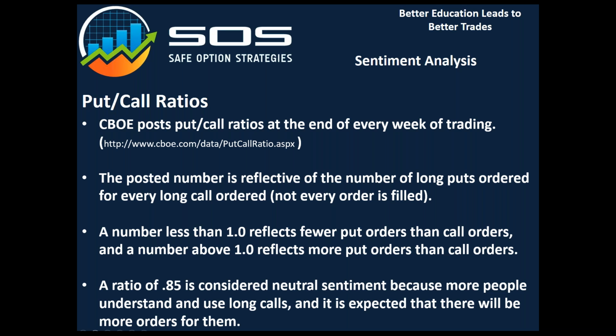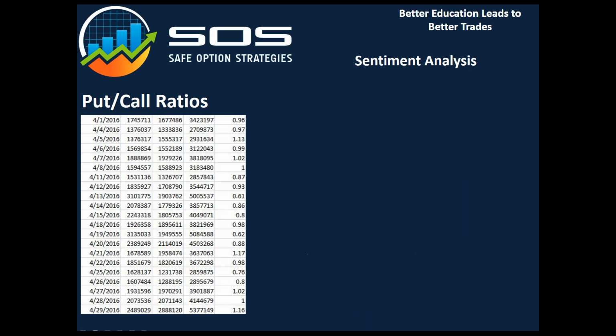Now, this is the part that you have to pay attention to. If you've never looked at put-call ratios before, here's where the fun part is. A ratio of 0.85 is considered neutral market sentiment because more people understand and use long calls, and there is a built-in expectation that there will be more long calls ordered on a typical day or a typical week.